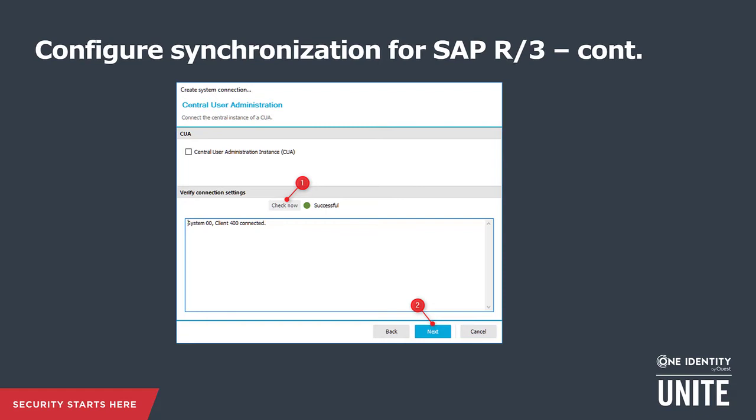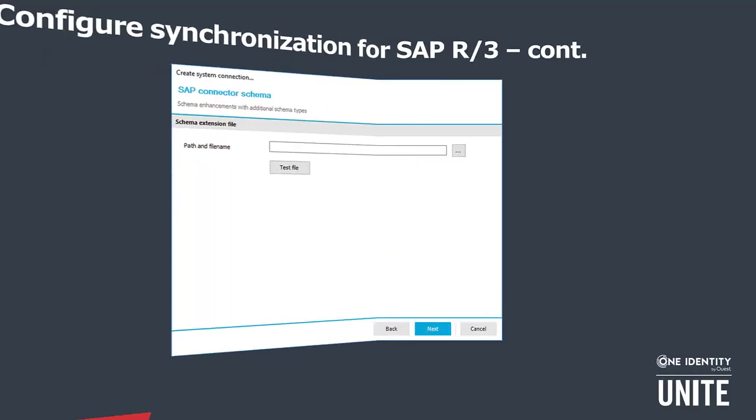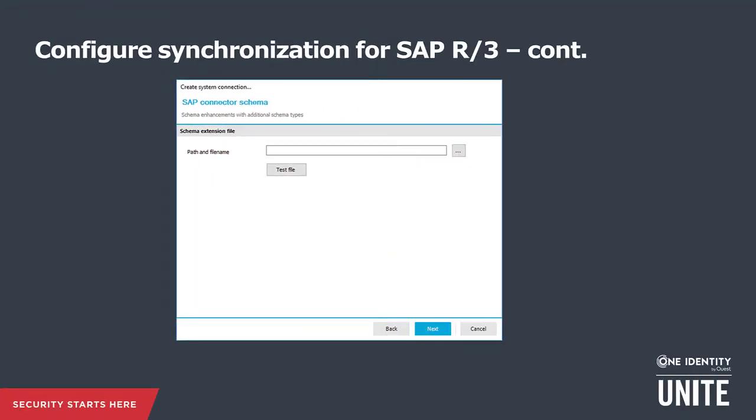Here the information, if this client is a central user administration central client instance, can be configured by checking the box. OneIdentity Manager's SAP connector can be extended if needed. It is very common that customers have extended the SAP standard schema and have added custom tables and attributes. These so-called Z tables might contain relevant information that needs to be maintained via One Identity Manager.